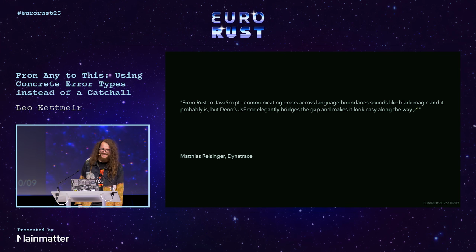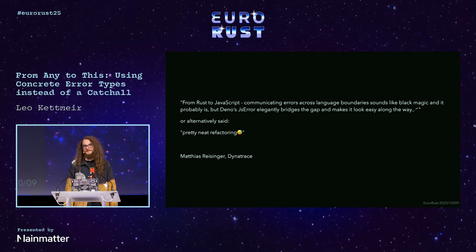from Dynatrace, and he said, from Rust to JavaScript, communicating errors across language boundaries sounds like black magic. And it probably is, but Deno's JS error elegantly bridges the gap and makes it look easy along the way. Or alternatively said, pretty neat refactoring, eh?